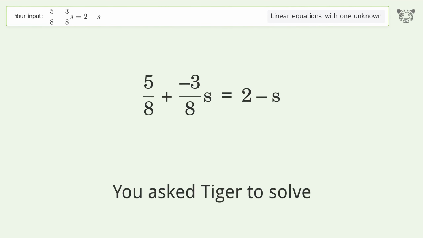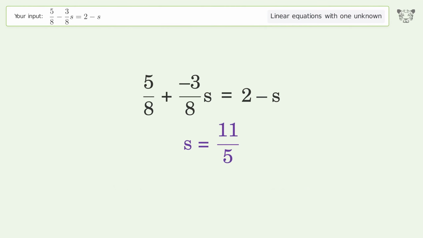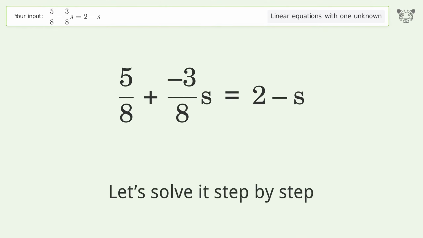You ask Tiger to solve. This deals with linear equations with one unknown. The final result is s equals 11 over 5. Let's solve it step by step.